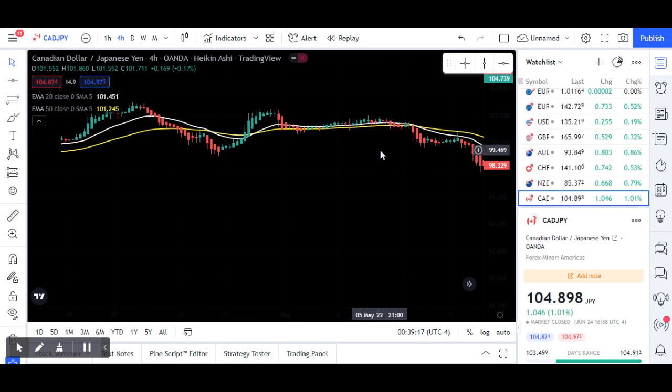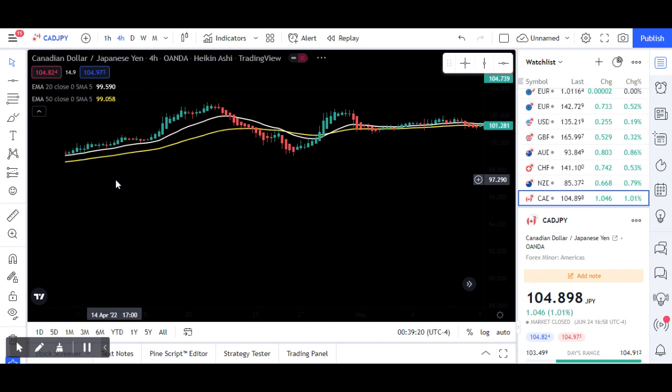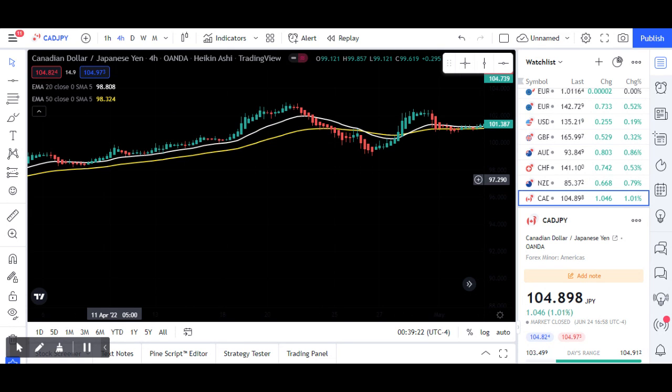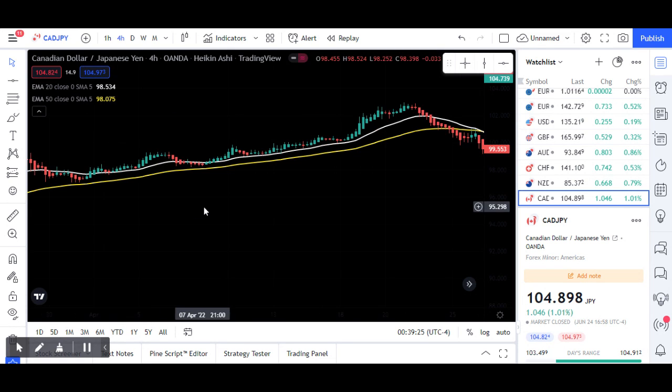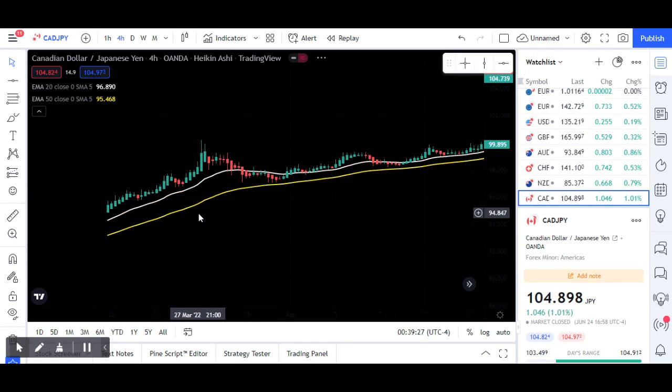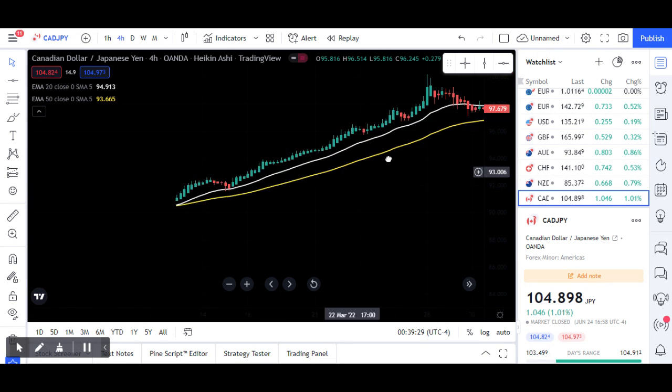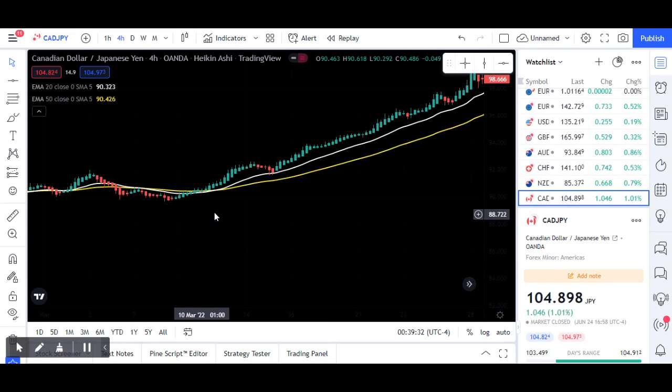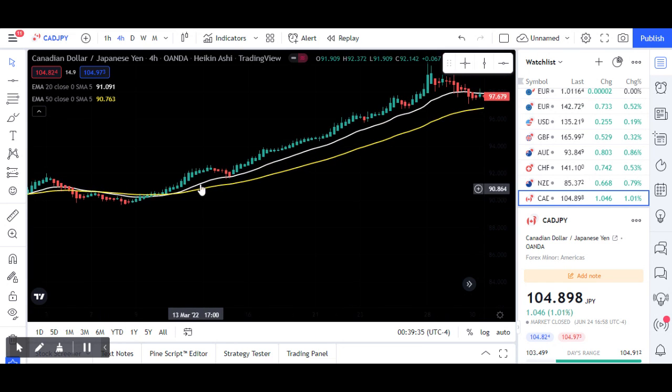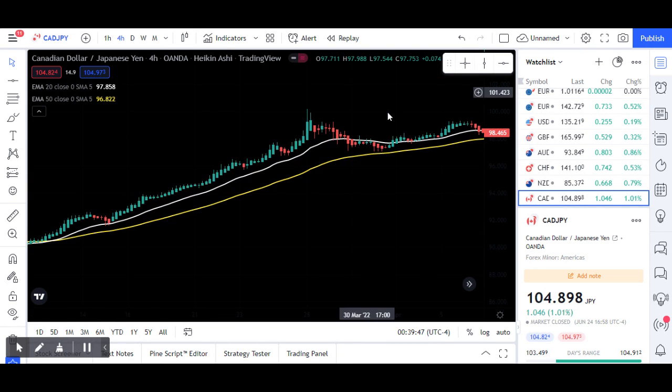Let's see if there's another one. Okay, this is a good one. It's a really long one, but it's a good one. So again, space between these two, pulls back. First one, enter. It pulls back again. Another bullish, no wick. You would enter there.